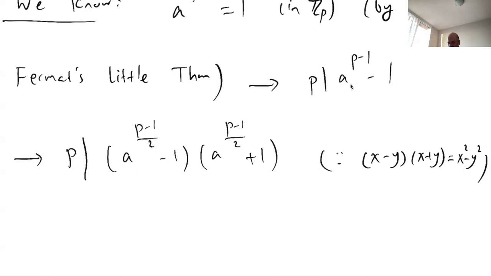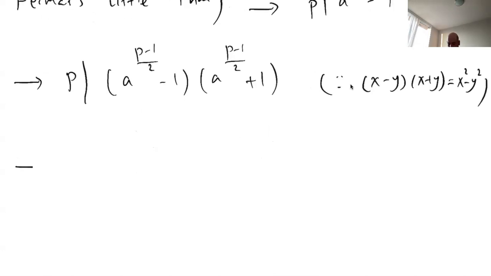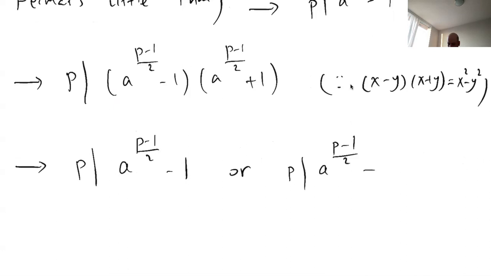Now, what does that mean? So that means P divides A to power P minus 1 over 2 minus 1, or P divides A to power P minus 1 over 2 plus 1.